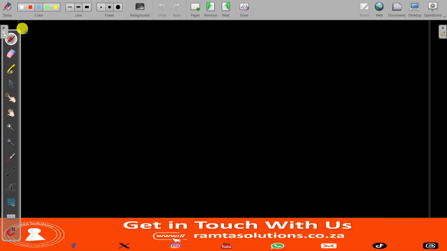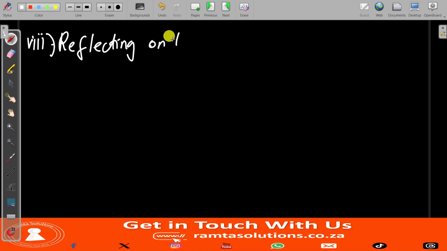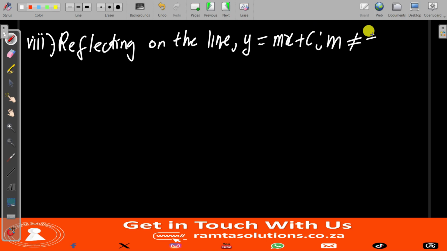The eighth: reflecting on the line y equals mx plus c. Now this is when the gradient is not equal to plus or minus 1. This one, guys, it's different.